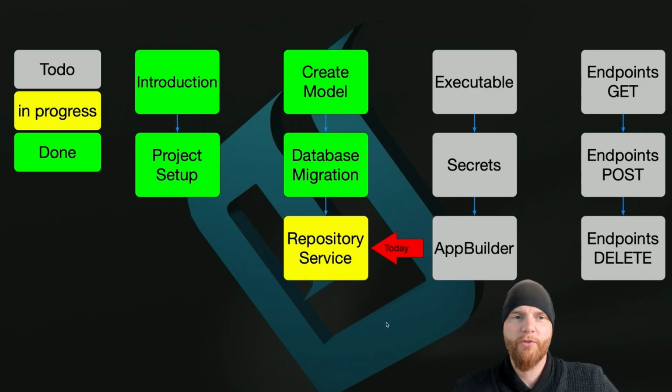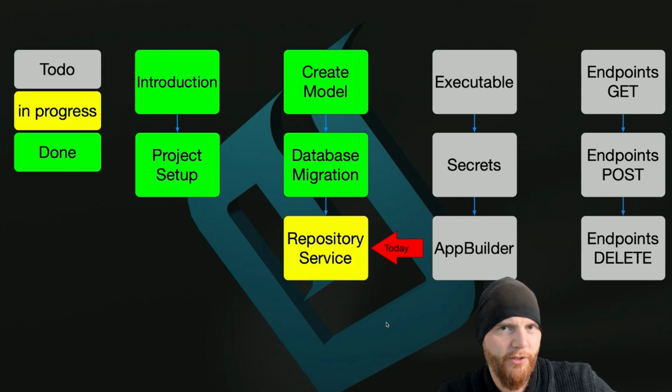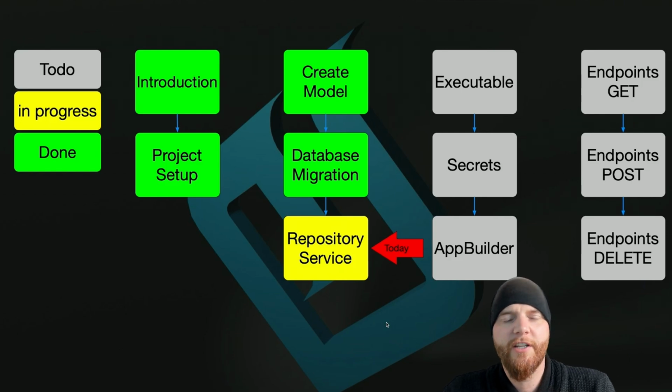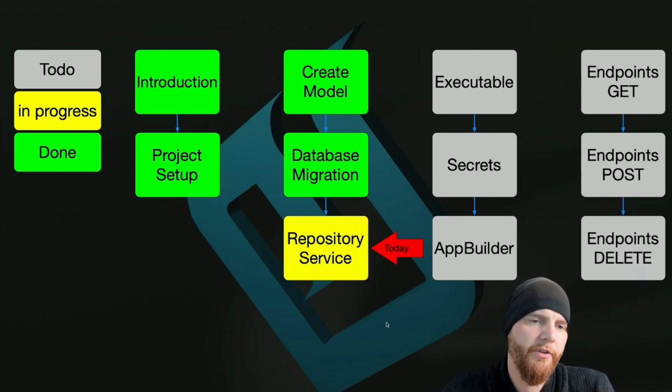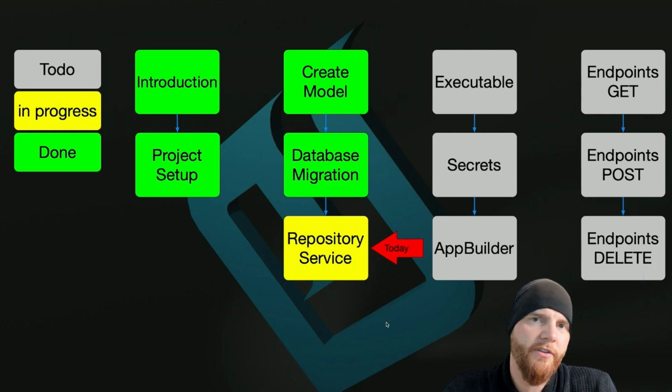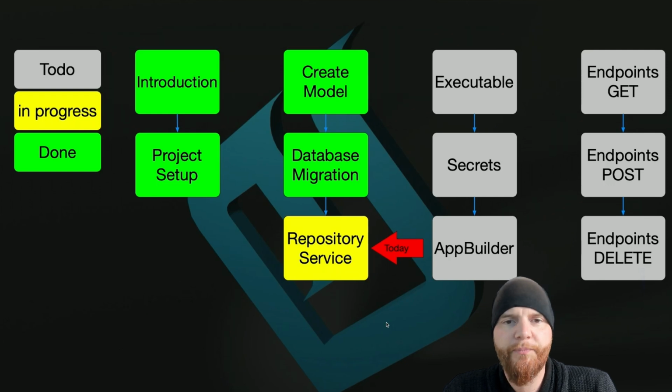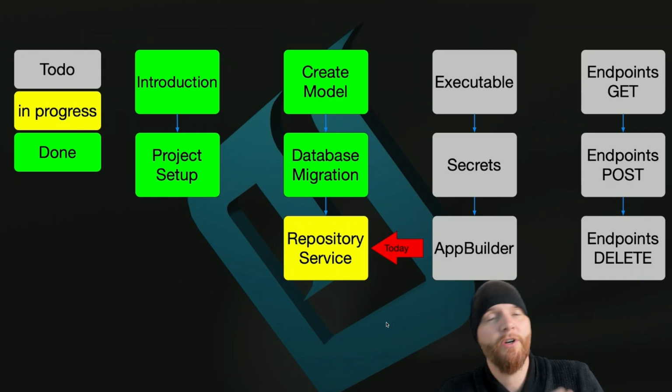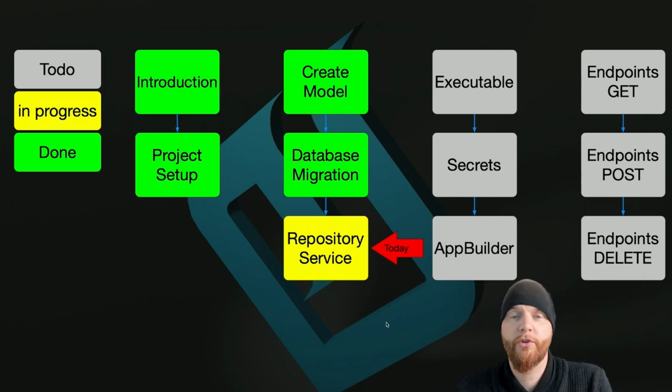As you can see on our roadmap, we already talked about quite a lot of things. So if you missed it, go back in the channel, look at the list. I did an introduction to tell you what I'm going to use, what I want to do, everything. Then I had one episode simply for setting up the project, everything that has to be in the package.swift file. We already created the model, we created the database migration last time. Today we're going to do the repository service.